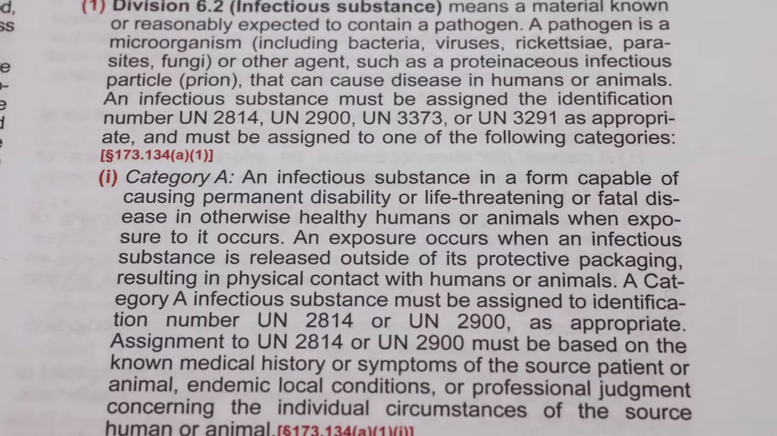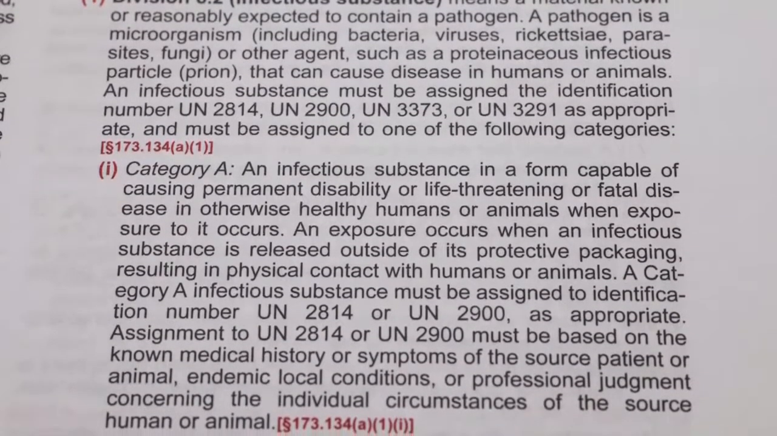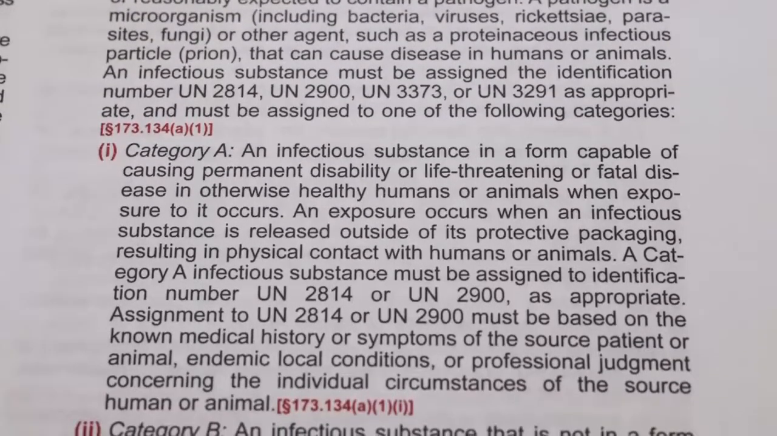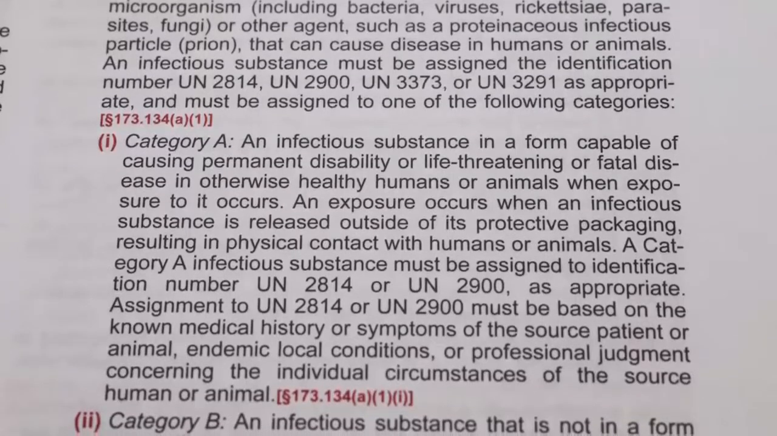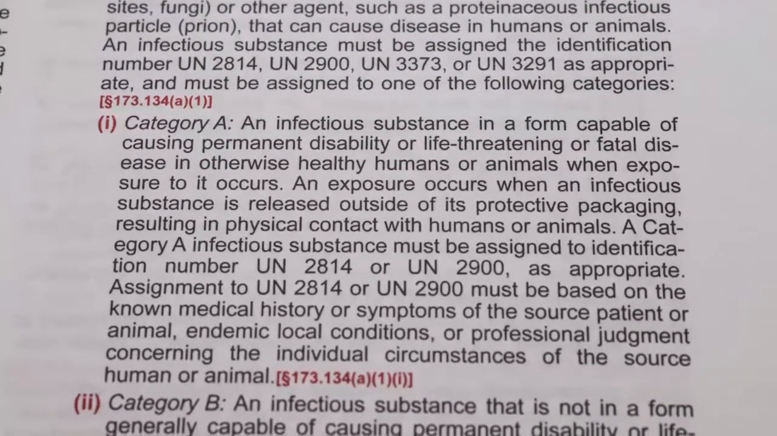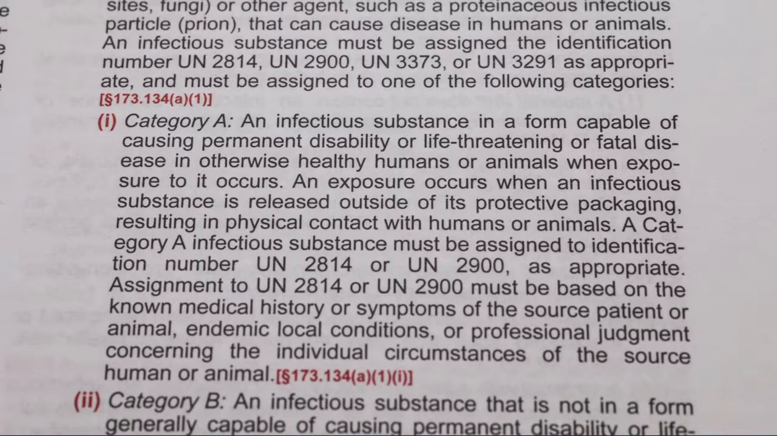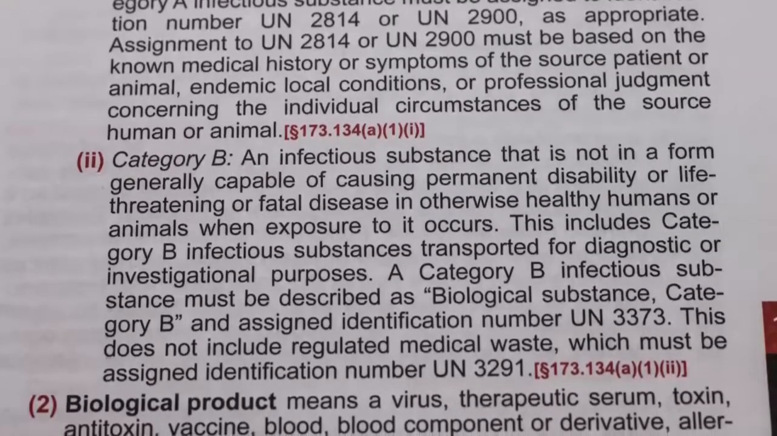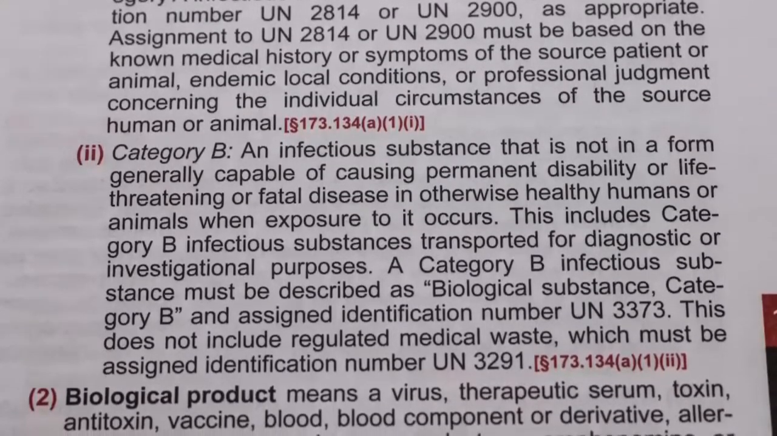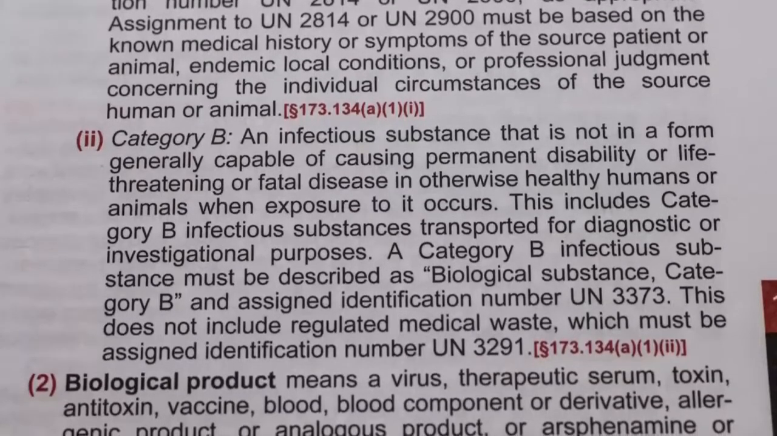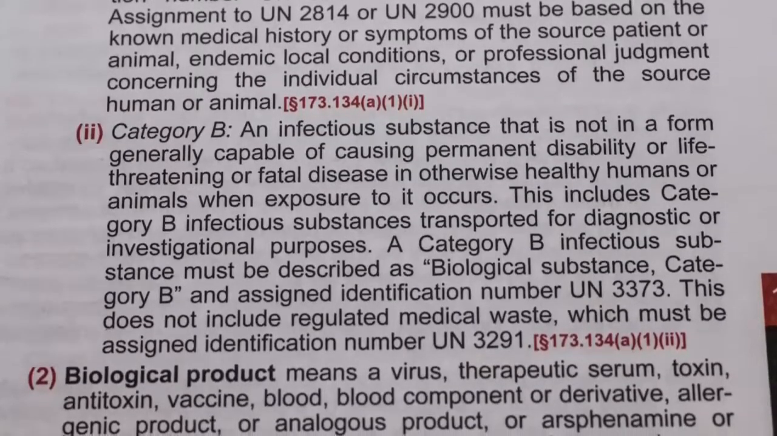A Category A infectious substance, for the sake of these regulations, is an infectious substance in a form capable of causing permanent disability or life-threatening or fatal disease in otherwise healthy humans or animals when exposure to it occurs. Now, Category B infectious substances are those infectious substances that are not in a form generally capable of causing permanent disability or life-threatening or fatal disease in otherwise healthy humans or animals when exposure to it occurs.